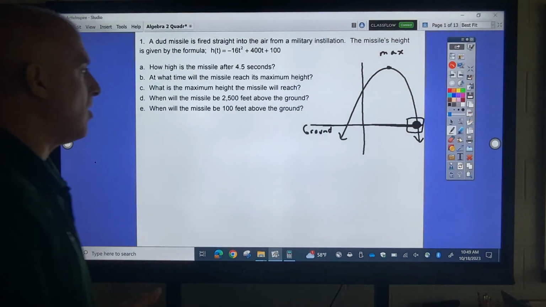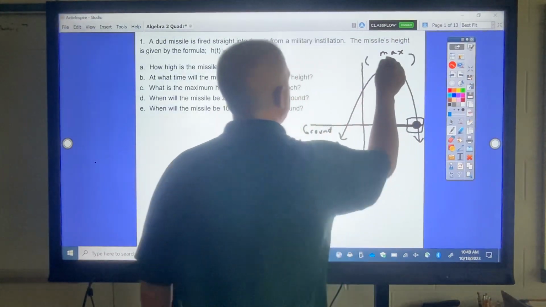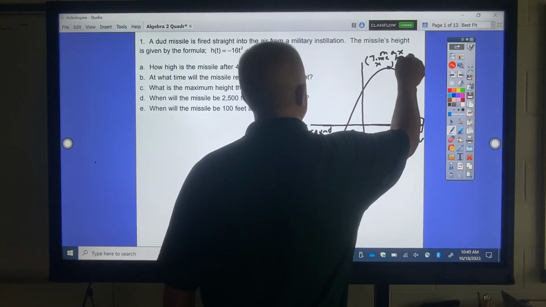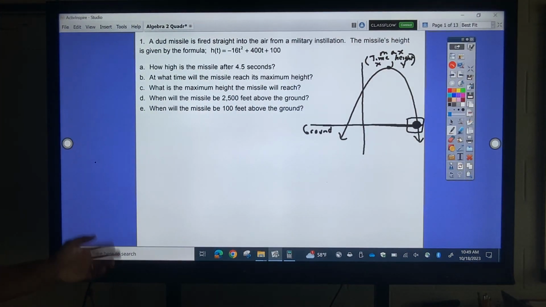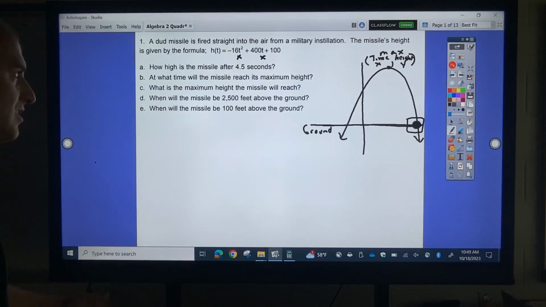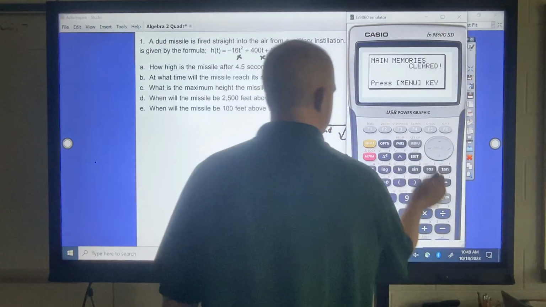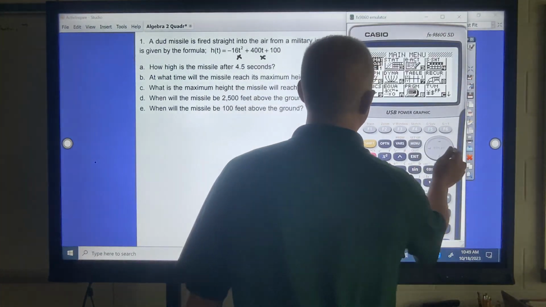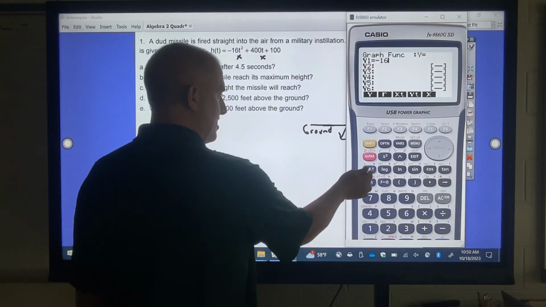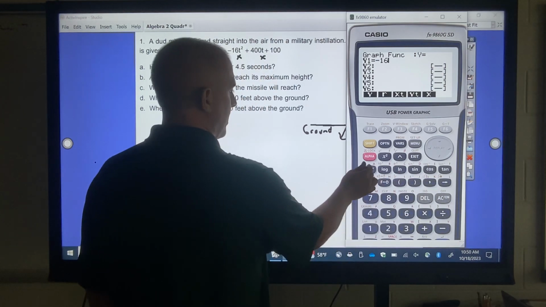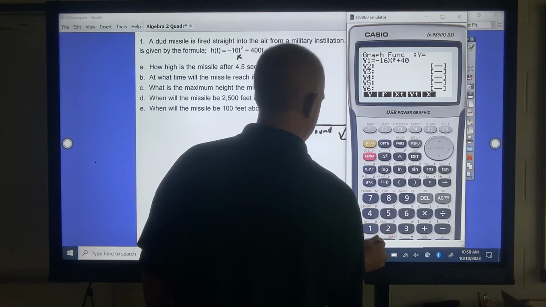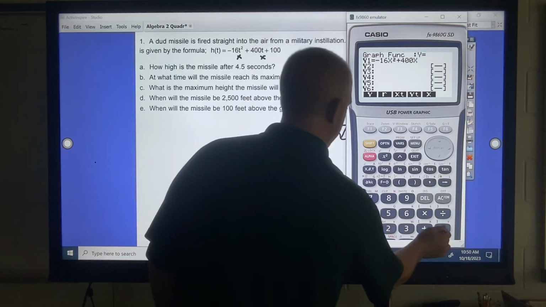Also, you have to have an idea that we're taking time as x and height as y. So as you do these, you've got to have that idea. When I put this into the calculator, I'm going to put this in as x, and x will be time. So I'm going to go to menu, then to graph. I'm going to type in -16, and I'm going to use this x. Don't use this, and don't use the multiplication. This one, x squared plus 400x plus 100.